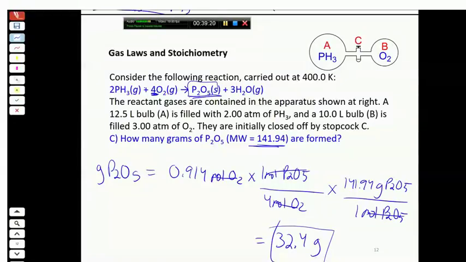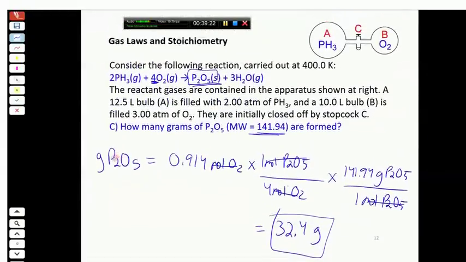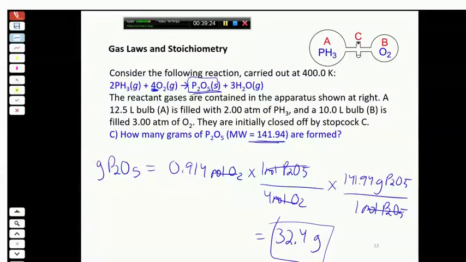Now, an older version of these notes that I used last year, we did one more step in this problem, which was to calculate the total pressure at the end of the reaction. Now, I'm not going to do that right here because I realized I was jumping the gun a little bit because we haven't gotten to this part, but that's where we're going to start now.